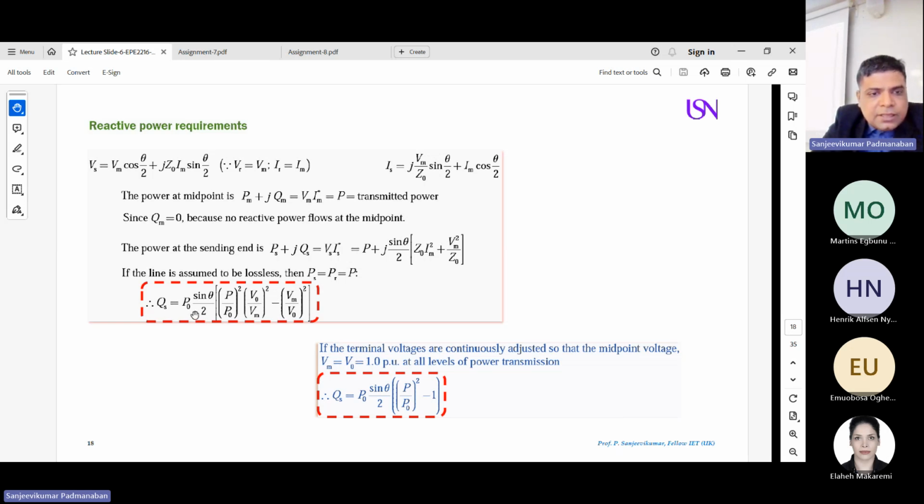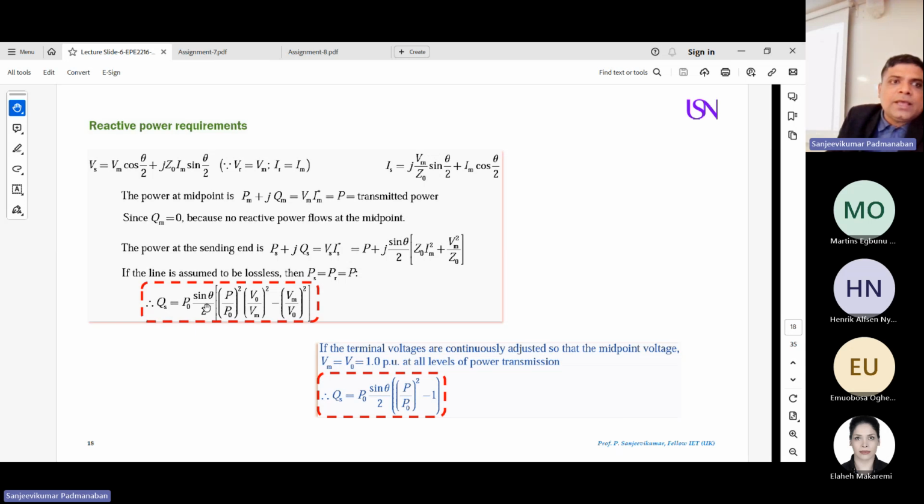The sending end reactive power is given by P naught into sine theta divided by 2, within brackets, P by P naught whole square, V naught by Vm whole square minus Vm by V naught whole square. So this is the formula. If you are given a system and want to calculate how much reactive power is needed, you use this formula. Wherever I have circled in red color is the final formula you can use to calculate. Don't look at the theory too much and get confused. Theory is just a few lines, but look at the final formula.